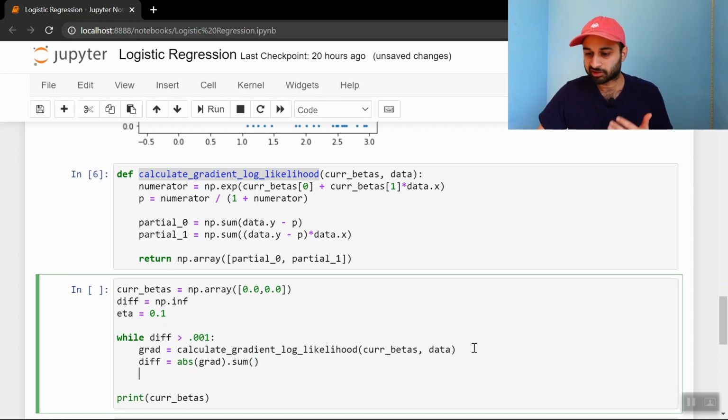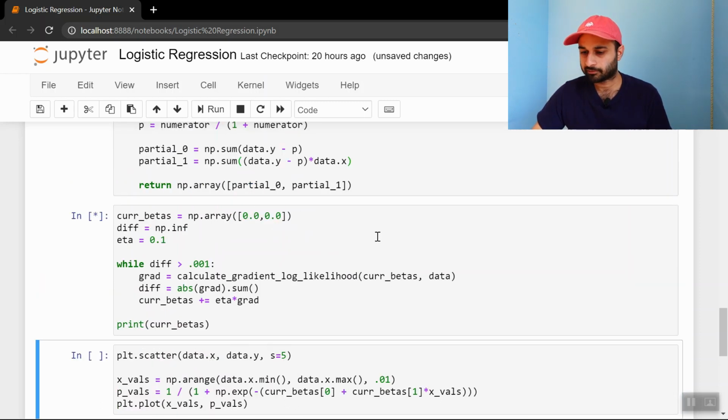And then we need to update the betas, right? So we're going to do cur betas plus equals eta, the learning rate, times grad. Okay, so let's give that a run. Hopefully this doesn't take super long.